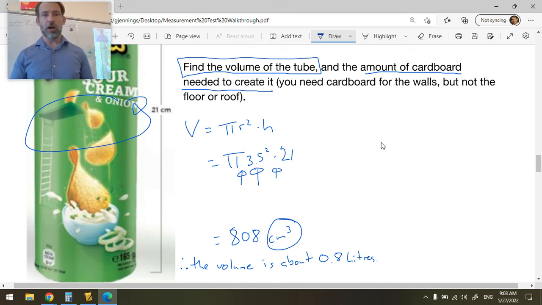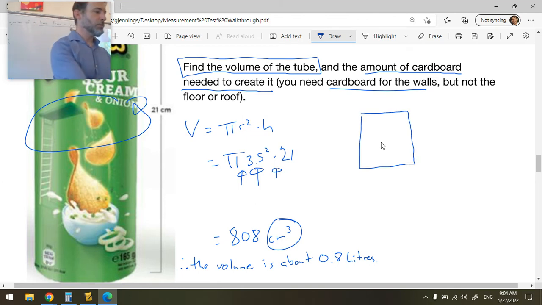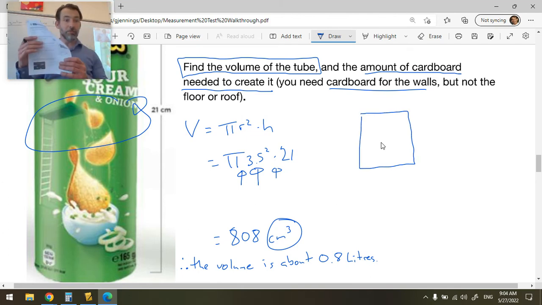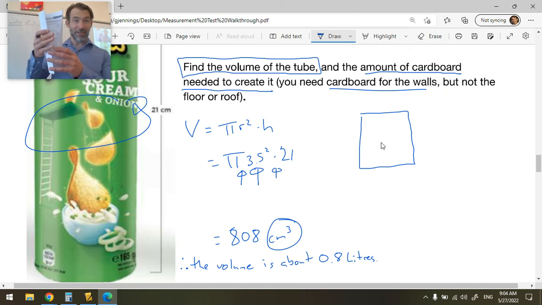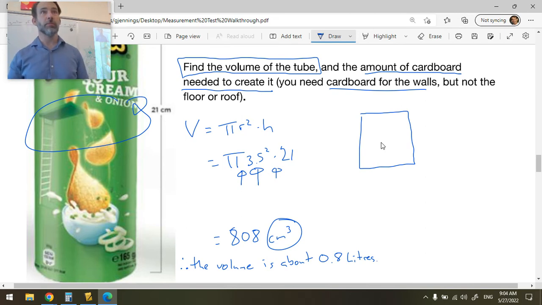Okay, but what about the cardboard for the walls? Well, it helps to draw a net. And here is the shape that I would roll up into a cylinder. It's the same shape as your test paper and roughly the same dimensions. If I roll this into a tube, this could be a Pringles can, right? And so that could be the area that I need of cardboard to make this Pringles tube.